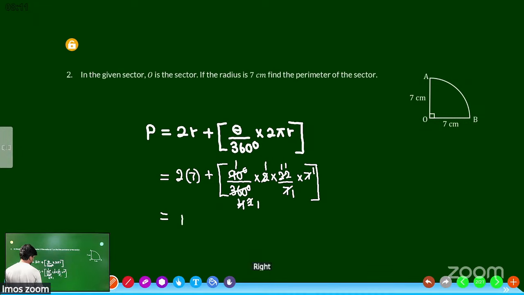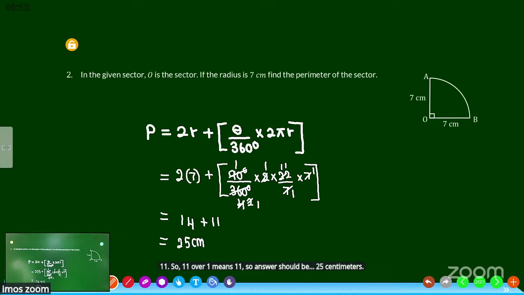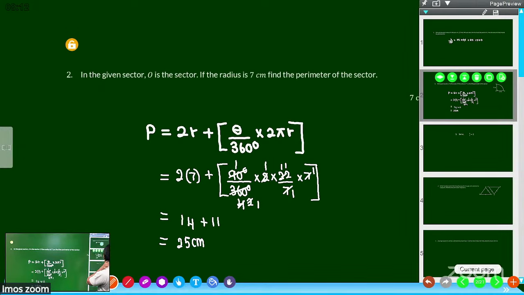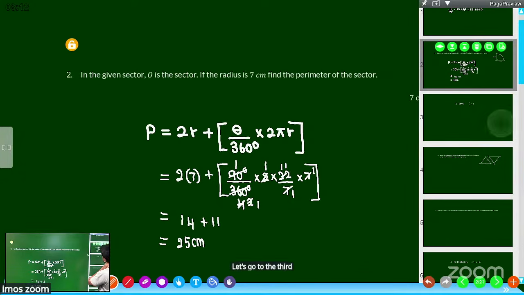So 14 plus 1 into 11 into 1, which is 11. So 11 over 1 means 11. So the answer should be 25 centimeters. Let's go to the third question.